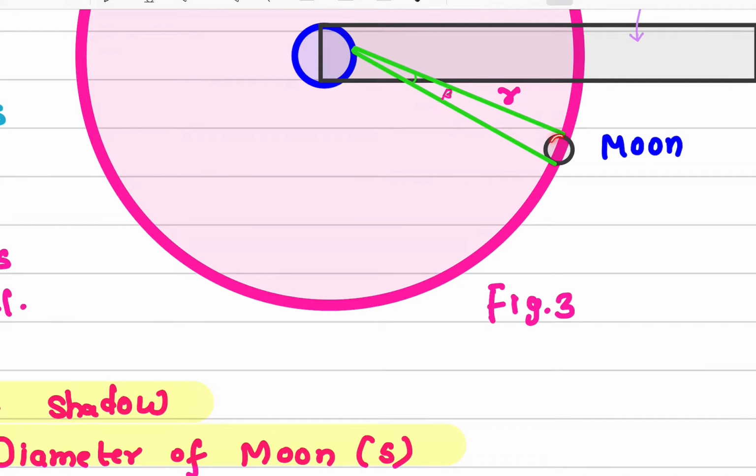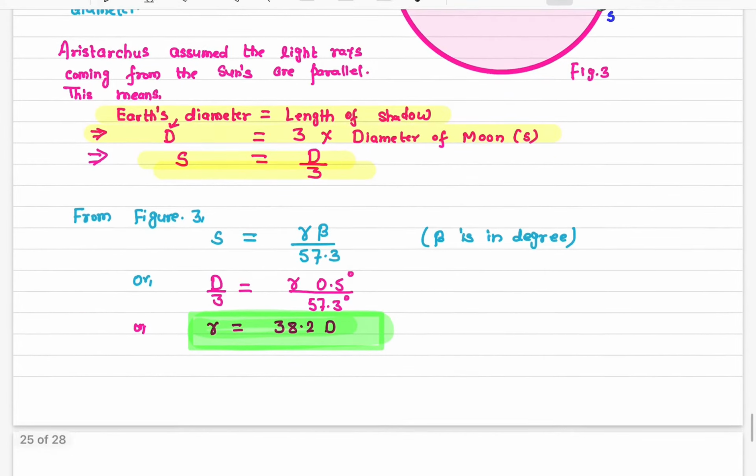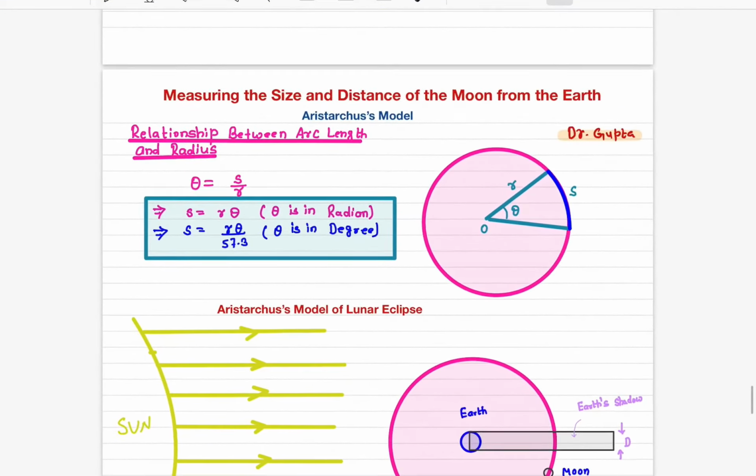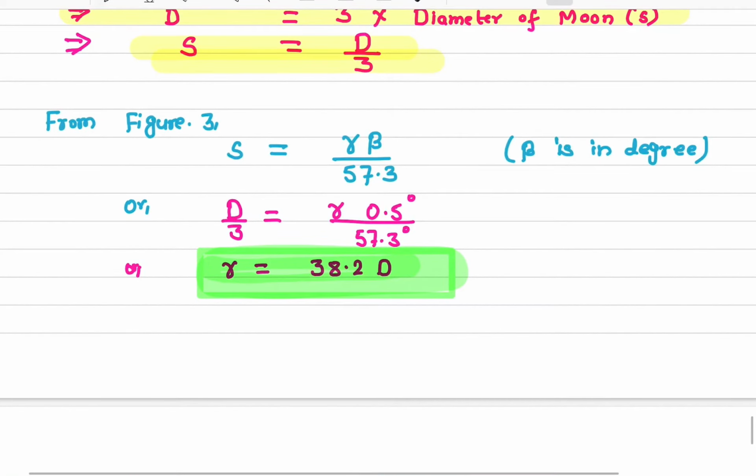Okay, so we have this arc length here, and look at this angle beta. We're now going to find out the angle between this r theta and this s here. Let me write down s here. This is the s, that is the size and the diameter of the moon. And from the equation that we just talked about, s equals r theta divided by 57.3. So I have just written that equation here.